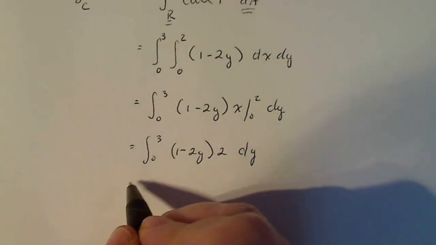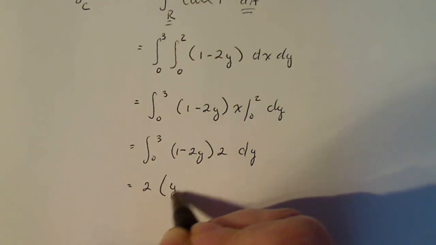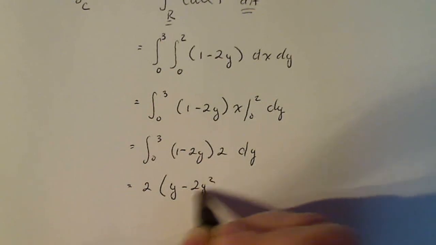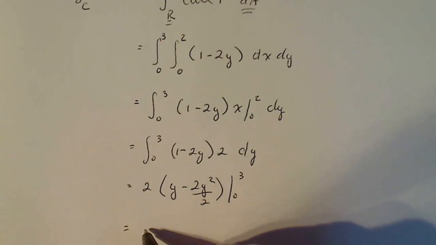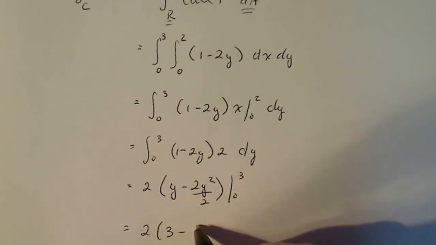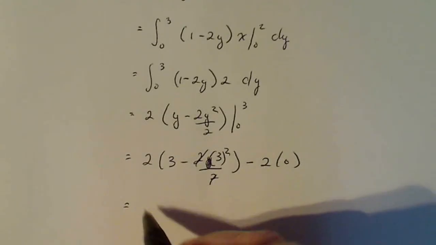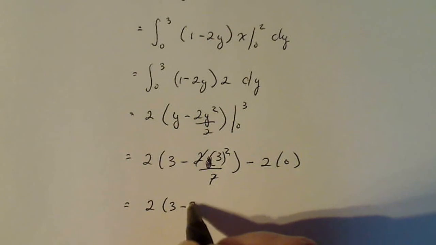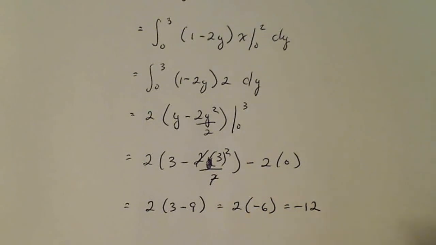Sorry, I had to think about something there really quick. All right, if I take the integral with respect to y, I get y minus 2y squared over 2 from 0 to 3. Then that gives me 2 times 3 minus 2 times 3 squared over 2, minus 2 times 0. It's not very neat. The 2's can cancel. So what I'm left with is 2 times 3 minus 9, which is 2 times negative 6, which is negative 12.